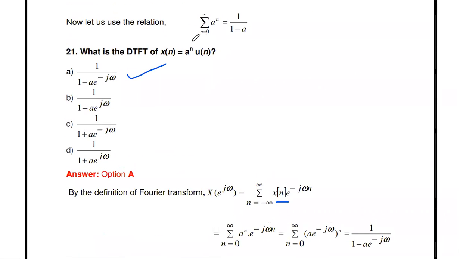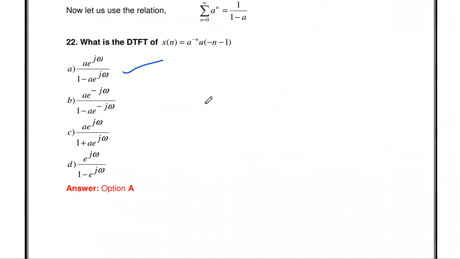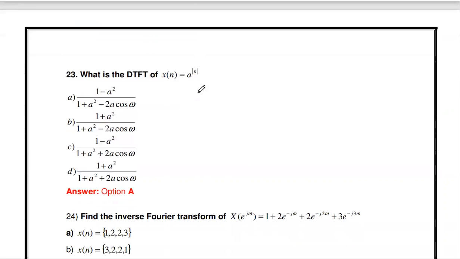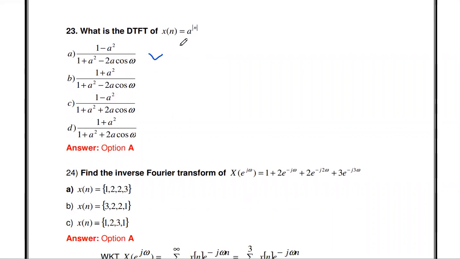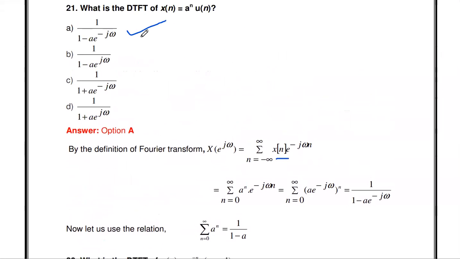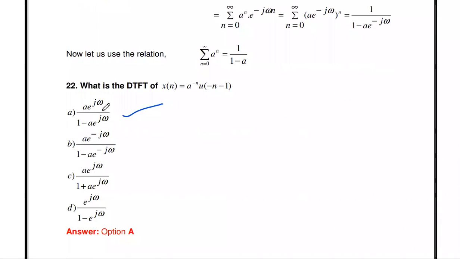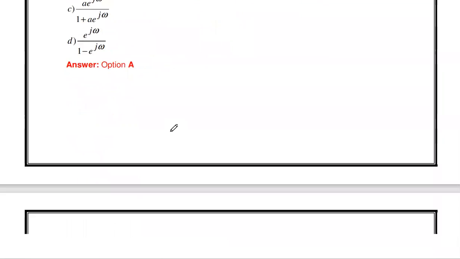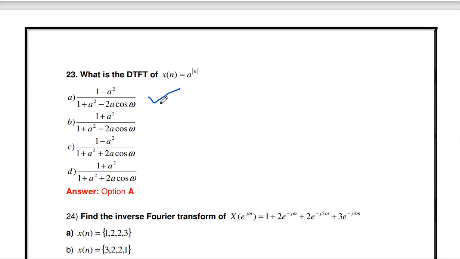That is a power n u of n plus a power minus n u of minus n minus 1. So the addition of these two problems is nothing but a power modulus n. So the answer is 1 minus a squared by 1 plus a squared minus 2a cos omega. If you are adding the answers for the 21st question and 22nd question, and if you are taking LCM, we will get this answer.